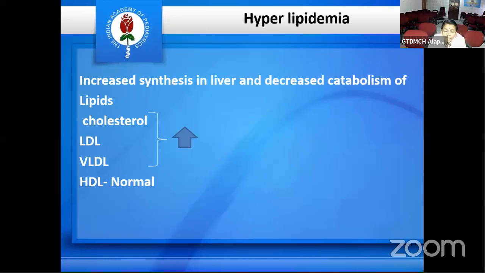And another component of nephrotic syndrome, apart from hypoalbuminemia, is hyperlipidemia. This is as a result of increased synthesis of protein in the liver and decreased catabolism of lipids. Of this, cholesterol, LDL, and VLDL are increased and HDL is almost normal.